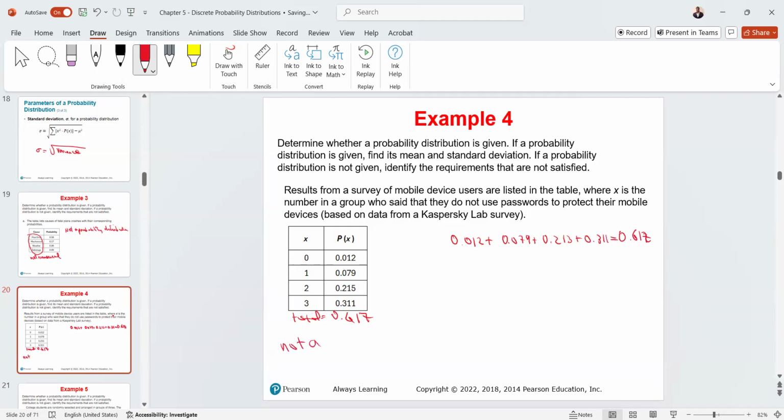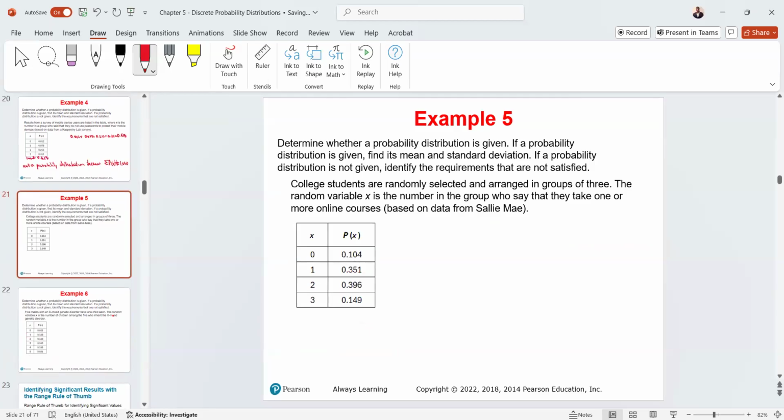While the first two conditions are met, the total is not equal to 1, right? Not a probability distribution, because the sum of P(x) is not equal to 1. It must be equal to 1. If it's not equal to 1, then it's not a probability distribution. Verify all three. Now let's go with the next one, because they said if it's a probability distribution, we need to find the mean and the standard deviation.